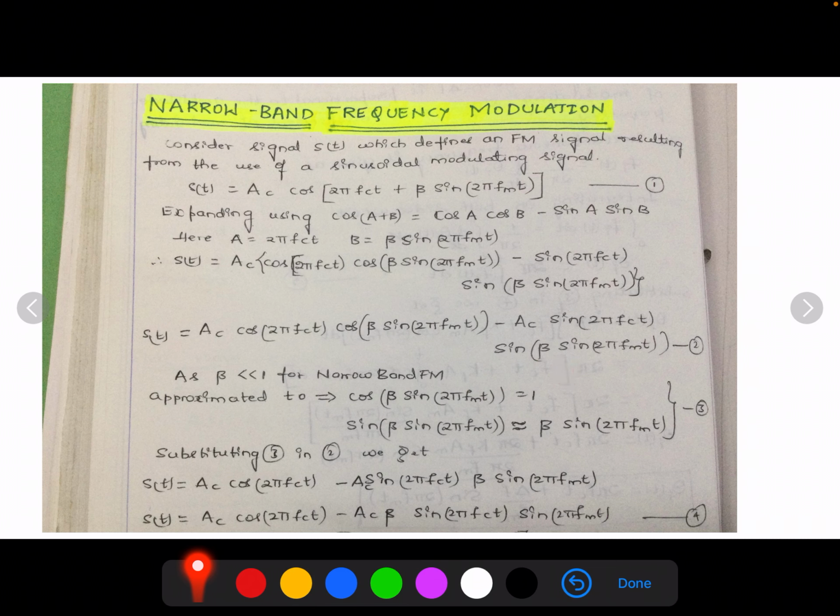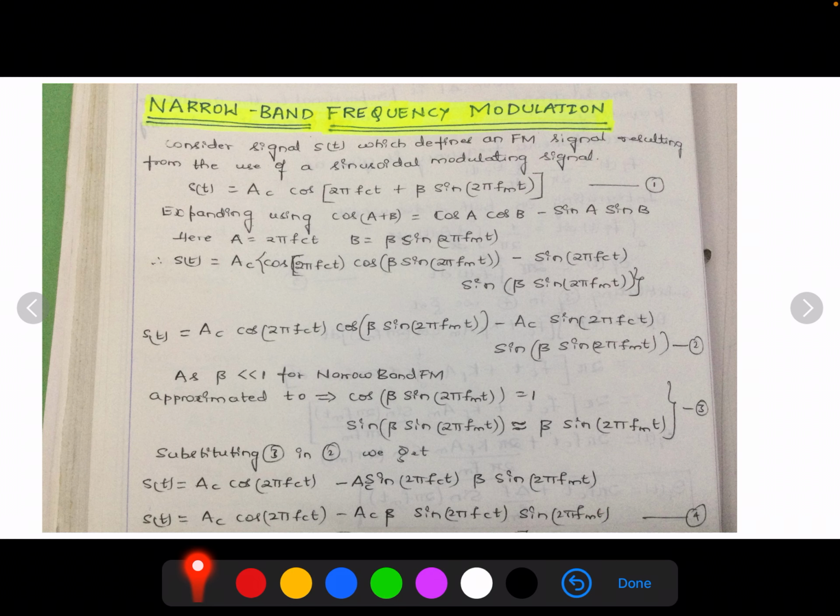And we know that in a narrow band FM, beta is very small compared to 1 radian. So cos of beta times sine of 2 pi fm into t, since beta is very small, will be equal to 1. Means cos of a very small value is equal to 1. Sine of a very small value is equal to that small value itself. So assuming these two conditions, substituting these two expansions in equation 2, we will get s of t is equal to AC into cos of 2 pi fct minus AC into sine of 2 pi fct into beta times sine of 2 pi fm into t.